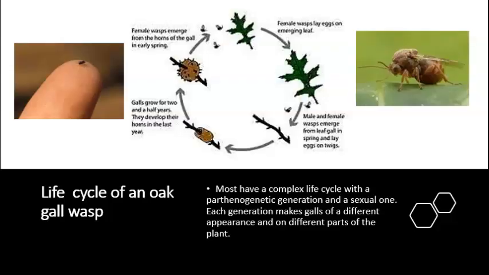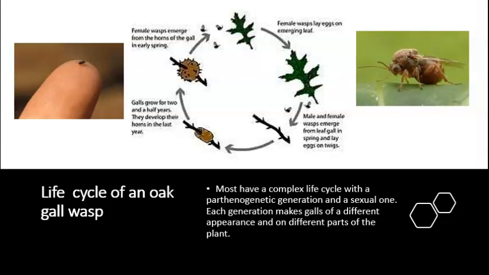Gall wasps have a complex life cycle. They alternate between sexual and asexual generations. All of the asexual generation wasps are females and can lay fertile eggs without mating. It is called parthenogenesis. These two generations produce different galls, usually on different parts of the oak.